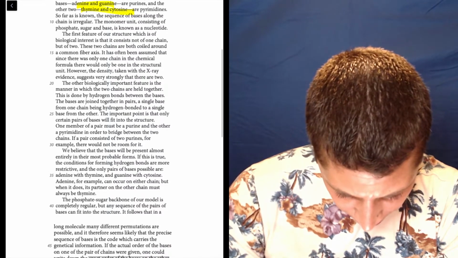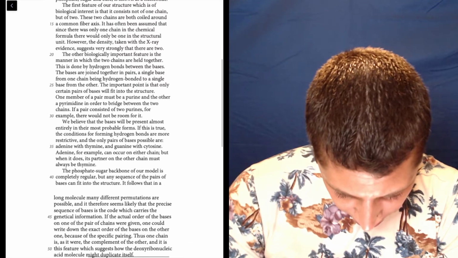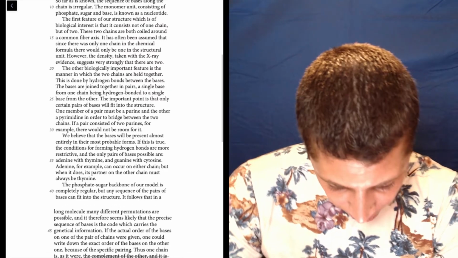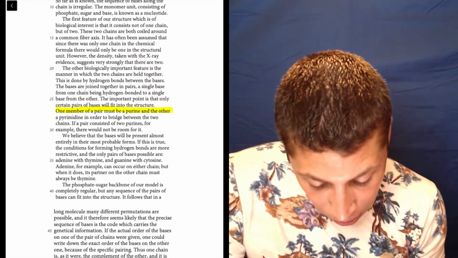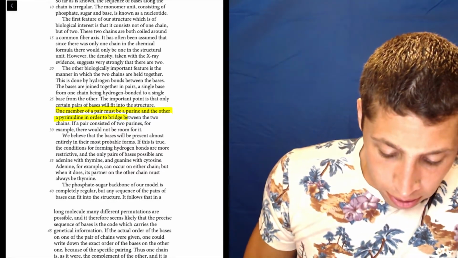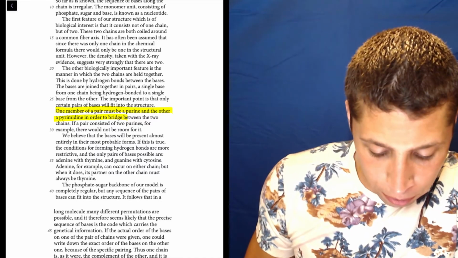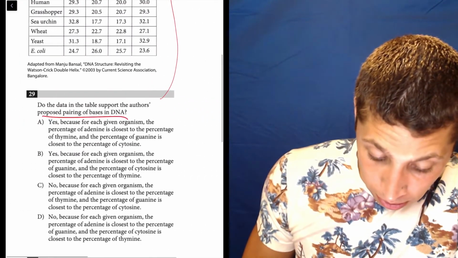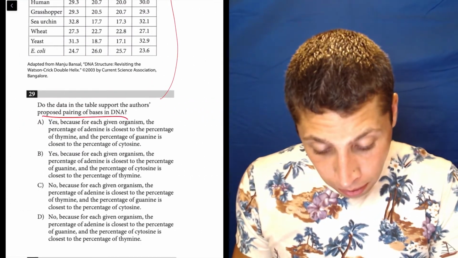Looking at line 20, continuing along. Oh, here we go. One member of a pair must be a purine and the other a pyrimidine in order to bridge between the two chains. So if a pair consists of two purines, for example, there would not be room for it. So, okay. That can help me.